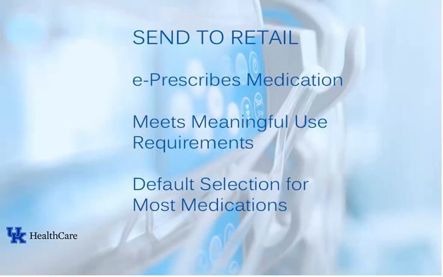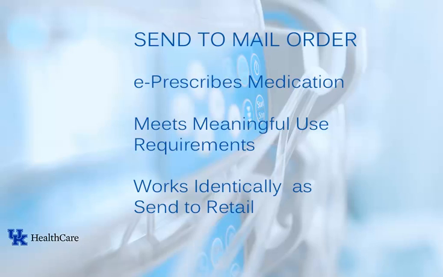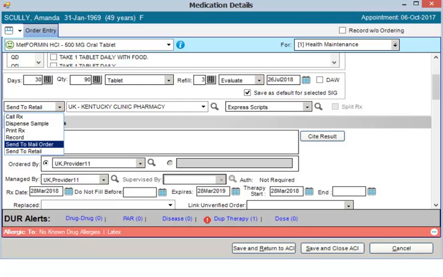Send to Retail is the default value selected for most medications. Another option that meets meaningful use requirements for e-prescribing is to use the Send to Mail Order option. This option will send the prescription to the patient's preferred mail order pharmacy. In AEHR, mail order pharmacies are treated exactly the same way as brick-and-mortar pharmacies are. So if you need to enter a mail order pharmacy for a patient, you can click the binoculars just as you did to select another pharmacy in the Send to Retail option.